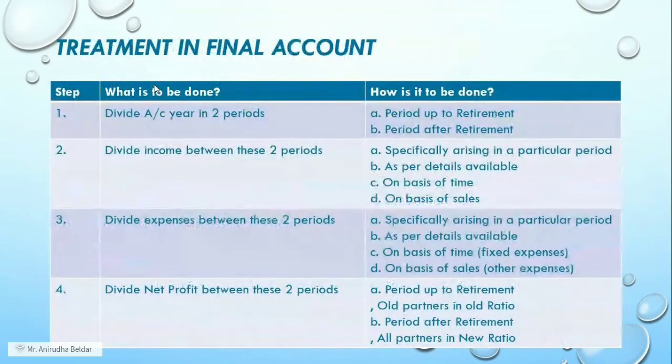Treatment in the final account for the retirement of a partner is to divide the accounting year into two periods. Now this is for the second case, that is retirement during the assessment year. So we will divide the year into two parts. We will divide income, expenses and net profit into two parts and then transfer to the partners' capital accounts, and then we'll total the balance sheet.